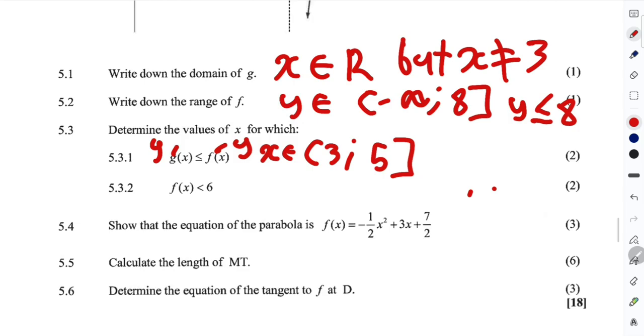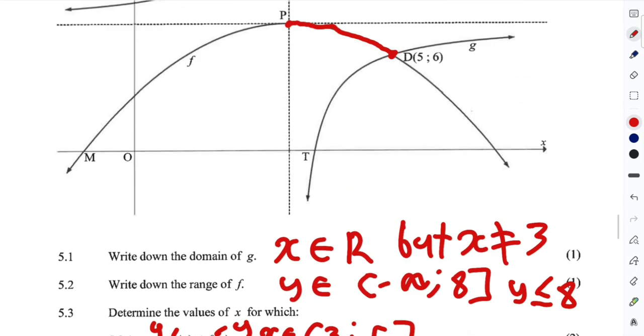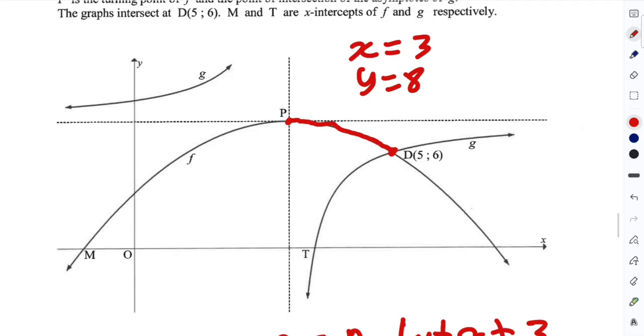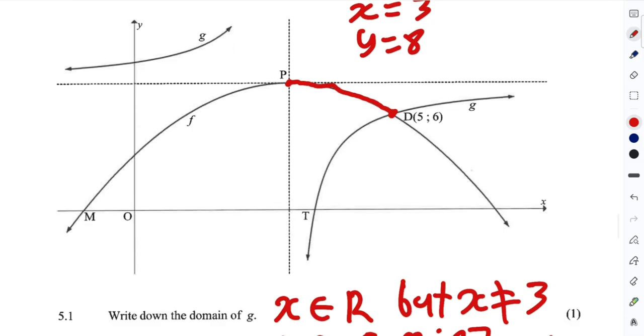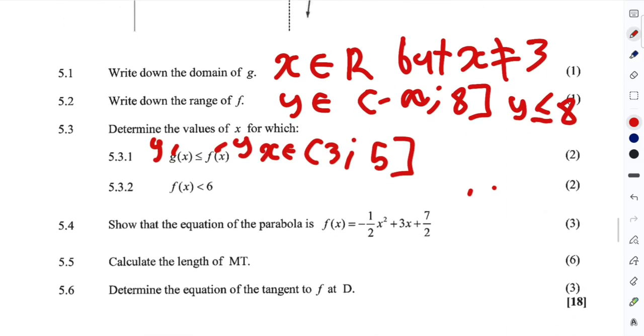Okay, so yeah, so 3 and 5, because why? Remember, even though f of x touches 3, g of x will not touch it because it's an asymptote for g of x, so it will approach it but it will not touch it. So at 3 we only find the graph of f of x, not g of x. So that's why we don't include 3 when you write it.